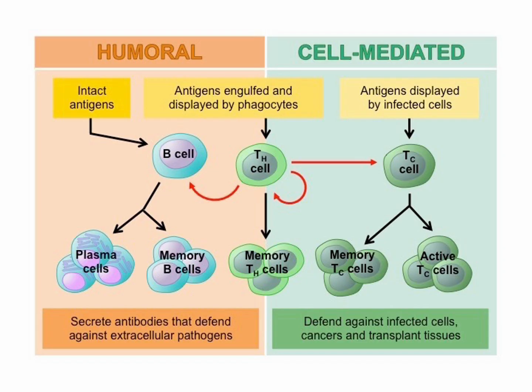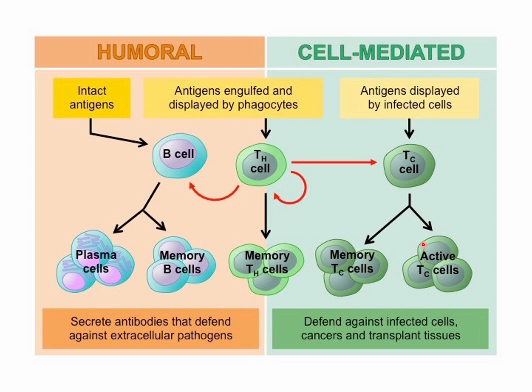Now we're going to talk about these 2 branches of the specific immune system, humoral immunity and cell-mediated immunity. So these are both parts of the specific immune response. And we'll talk about B cells, T cells, and then these other cells that are involved in the immune response.